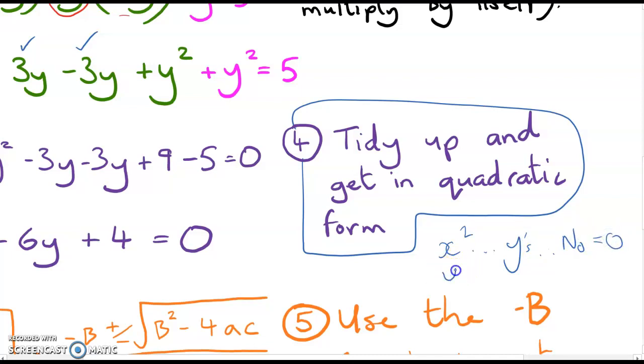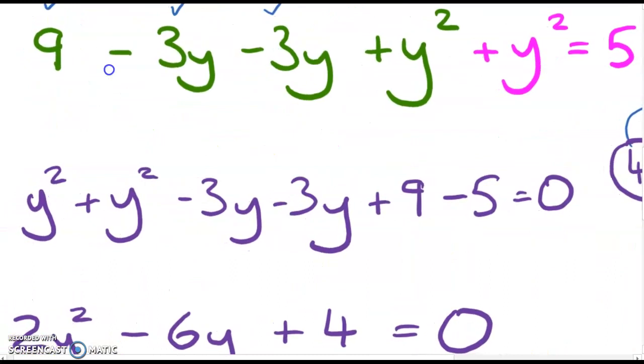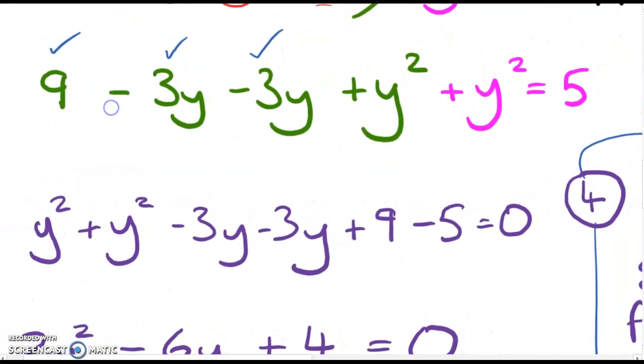Or in our case, the y squareds followed by the y's followed by the number, and you put it equal to 0. So that's what you call quadratic order. And at the minute, this is looking a little bit messier. So the first thing I suppose we could do is we just move everything onto the left. So that 5 can come over. Here it is here. It's changed to a -5.